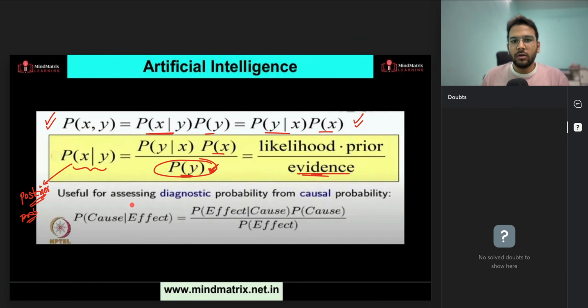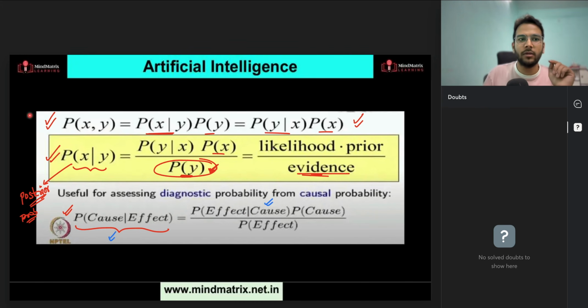Now we can also write it like this: probability of cause given effect is equal to probability of effect given cause into probability of cause, divided by probability of effect. Now you just need to focus on one thing here. Don't you think that finding probability of cause given effect is not easy compared to probability of effect given cause? When you know that the cause has already happened, then finding out the effect is easy compared to this one.